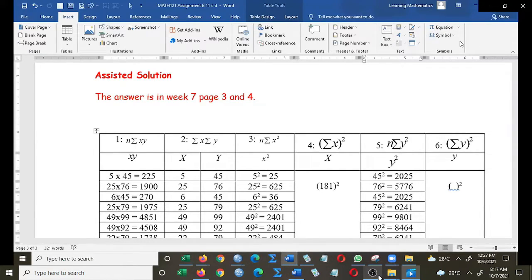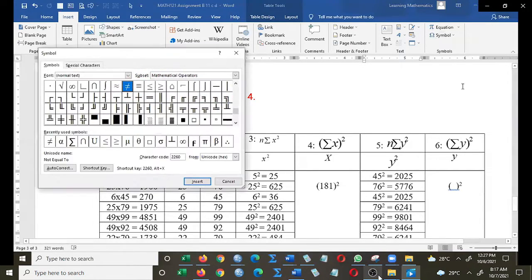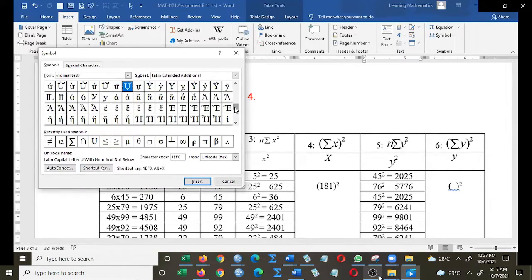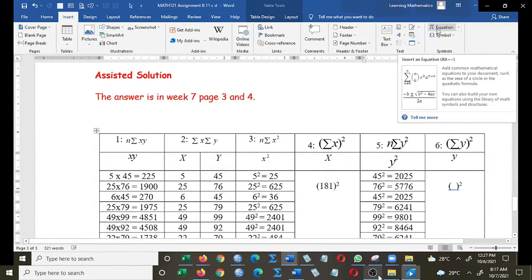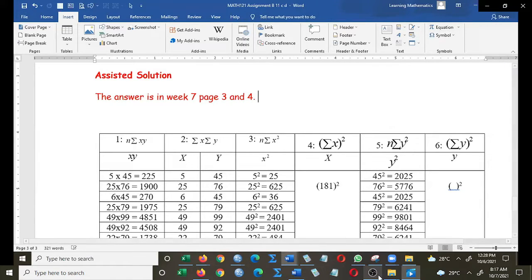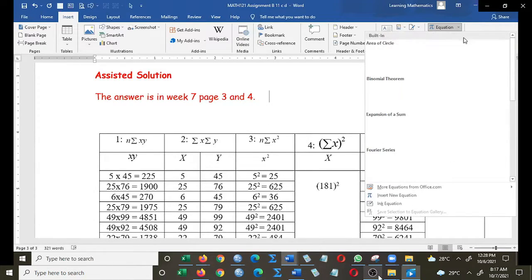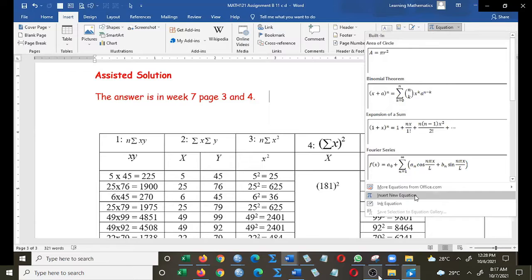I had to find some of them. When I was doing number 5, they asked me for the X bar, the X with the line on top. You can get that in Equation. You see Equation just above Symbols. So let's say I want to put X bar there. I go in Equations, and you go in and insert a new equation.